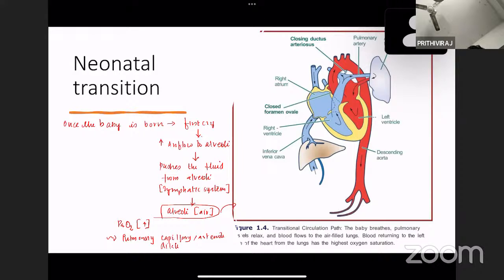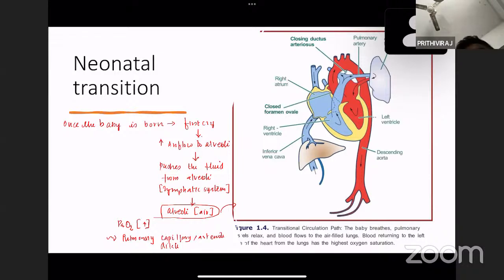As a result, the right to left shunt through the foramen ovale will get functionally closed. So now the completely oxygenated blood from the lungs will go via the left atrium, left ventricle, and then to the aorta. It will be carried to all the important organs. This is the neonatal transition.